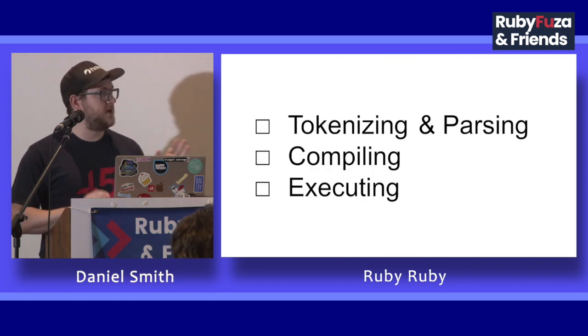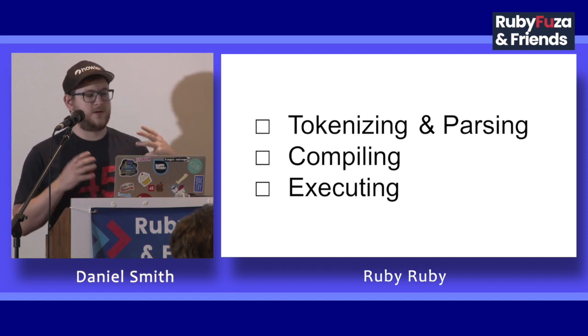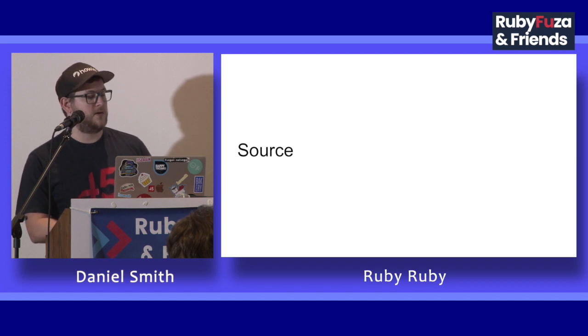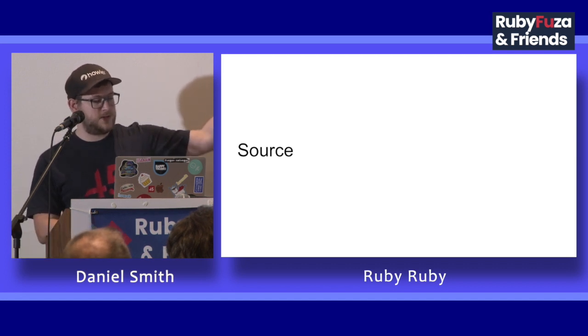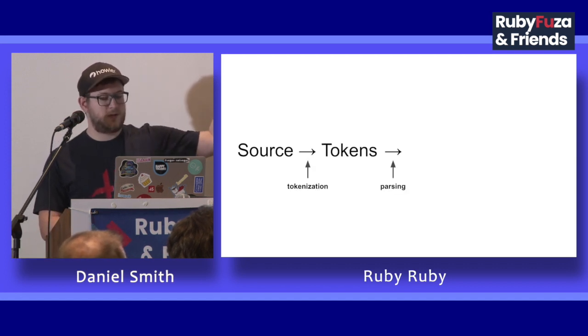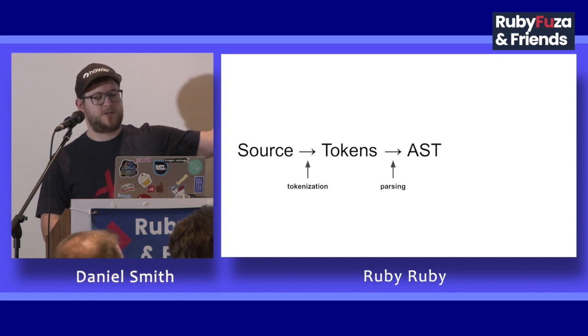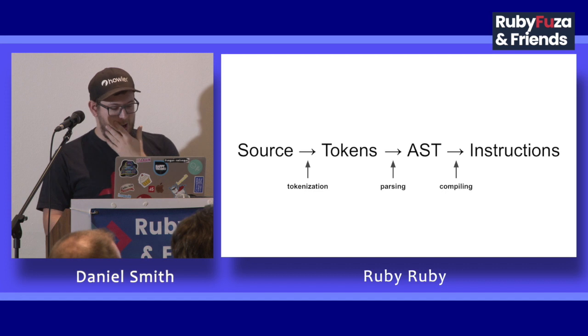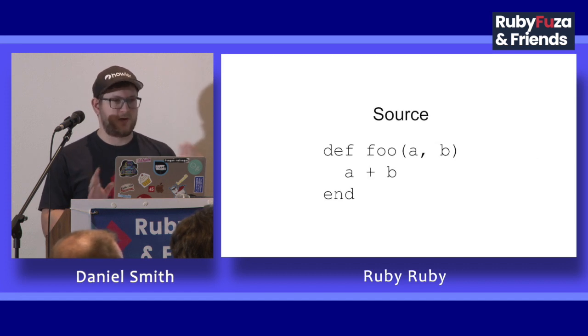Right, so it basically boils down to three main things. We've got the source code, we've got to tokenize it, compile it, execute it. Your source code gets tokenized into tokens, which get parsed into an abstract syntax tree, and then the abstract syntax tree is compiled into some instructions, and then those get executed. All right, it's pretty straightforward. Let's have a look at what that looks like.